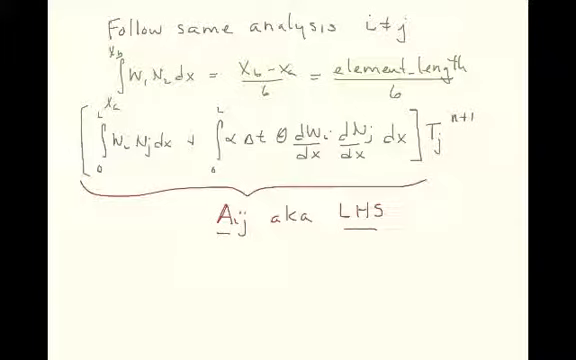Okay, so we have the terms. We know how to compute every term that's in this matrix. So let's look for a minute at what the pseudocode looks like. Just as we said when we started the derivation, we're going to go element by element. So that means we're going to start with for 1 to n elements.